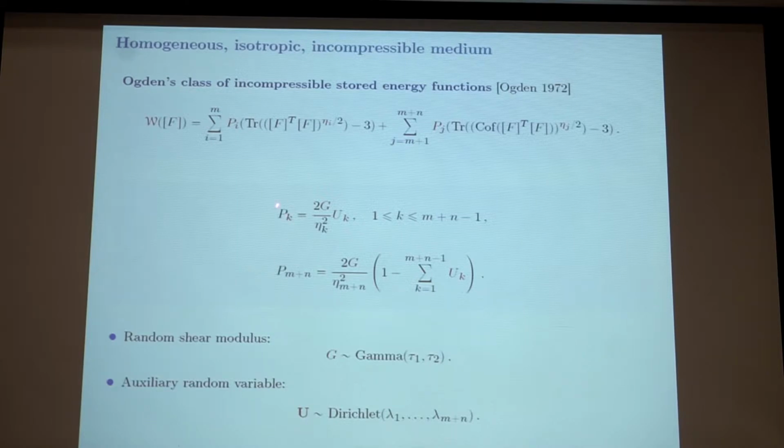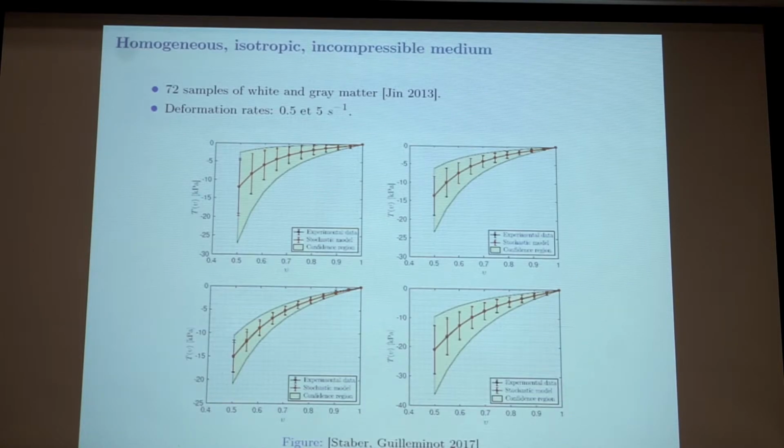And then you can retrieve the random parameters p using this transformation between the random shear modulus and the entries of the random variable u. We applied this model to the identification of uniaxial tests on soft tissues. In these figures, you can see the results we obtained for gray and white matter of brain tissue undergoing compression and tested at 2 different strain rates.